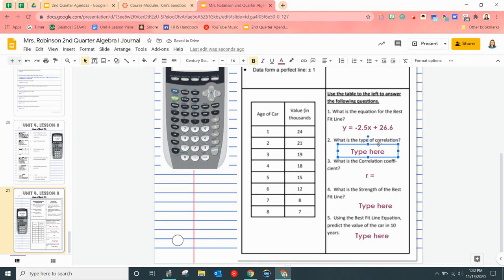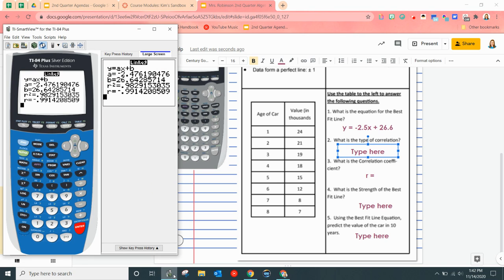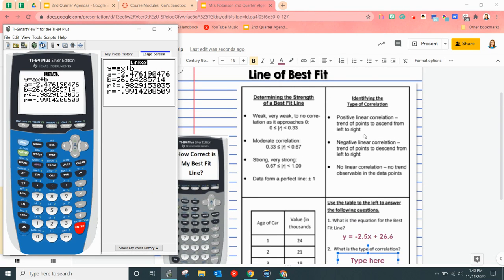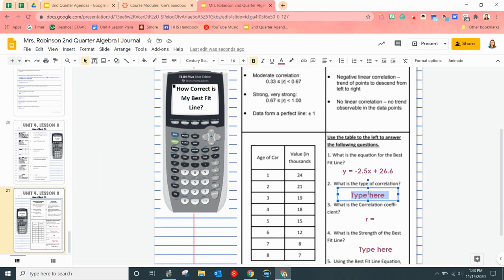What is the type of correlation? So this question comes up. So what they want to know is, and you can look up here, the type of correlation is either positive, negative, or no. So we're looking at here, and we have an R. This all comes from R. Your type of correlation comes from R. So my R value is negative 0.99. Because my R value is negative, and it's really, really close to being 1. 0.99 is really close to being 1. This is going to be negative correlation. It's definitely negative correlation.